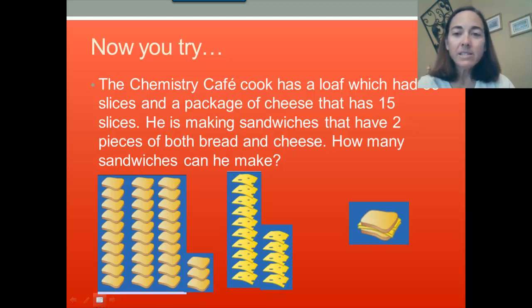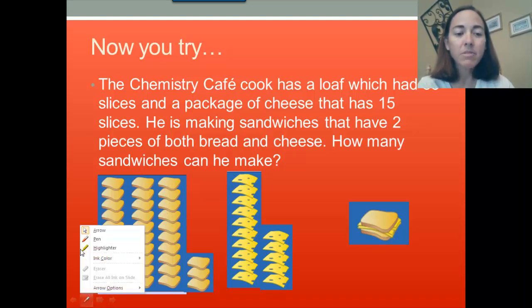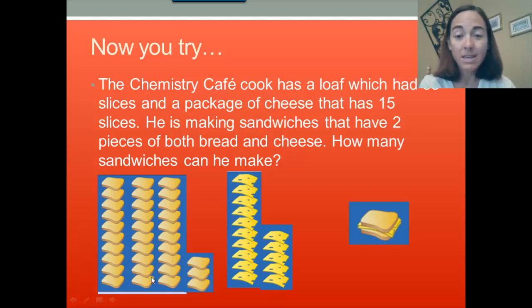In this situation, this chef has 33 slices of bread and 15 slices of cheese. I want to do the same thing. I want to calculate how many sandwiches he can make from each ingredient and then figure out the correct answer. So let's start with 33 slices of bread. If I divide by 2, because each sandwich takes 2 slices, I can make 16.5 sandwiches. But you can't really have half a sandwich, so I think I'm going to say 16 sandwiches from the bread.